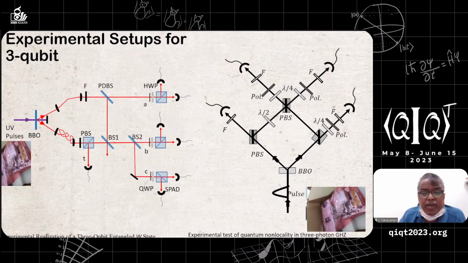We have acquired the appropriate optics and detectors. As usual, one has to construct it on a breadboard on your tabletop and try to do this experiment, which is an ongoing effort.